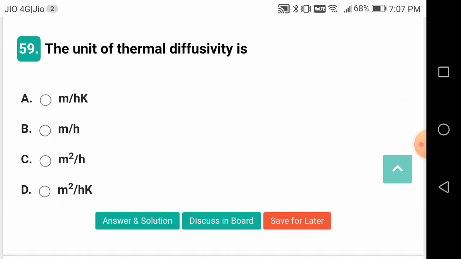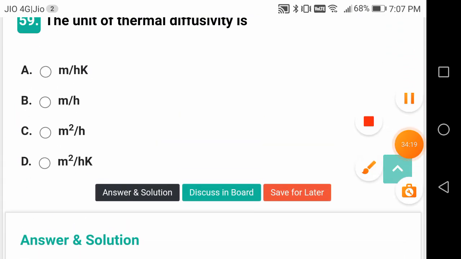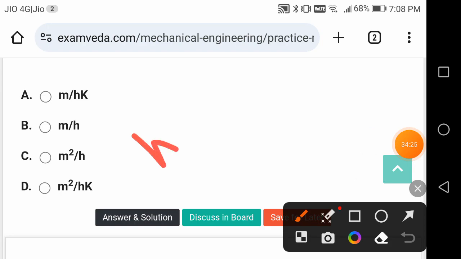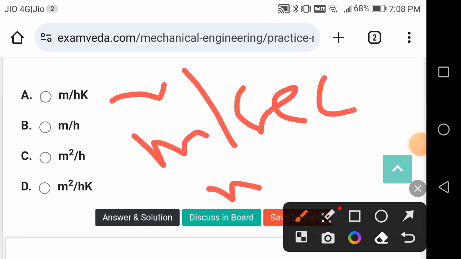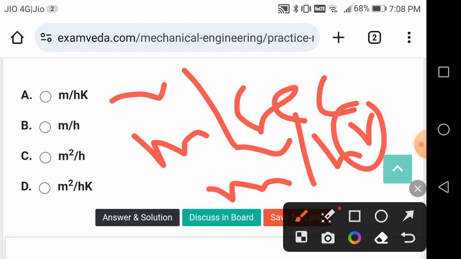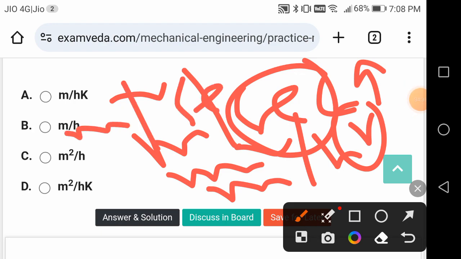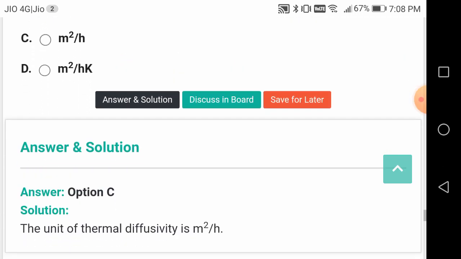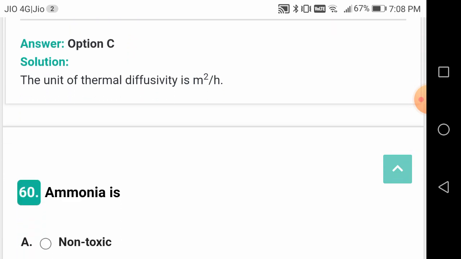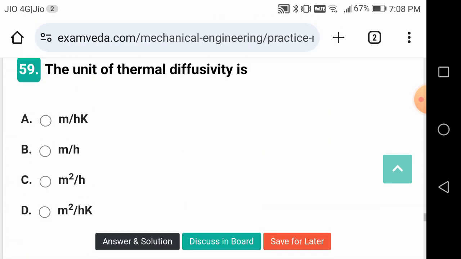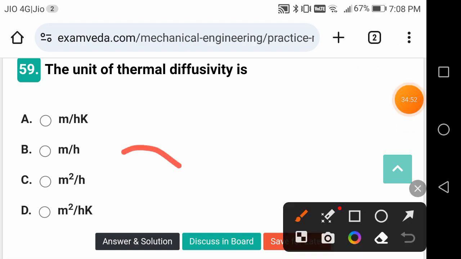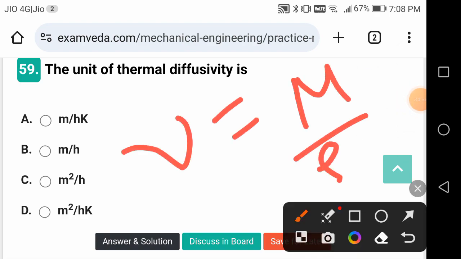The unit of thermal diffusivity is meter square per hour or meter square per second also. Time units can be seconds or hours or even minutes also. But meter per second square is your acceleration. So don't confuse between thermal diffusivity units and acceleration units. And also one more parameter has the same units. What is that? Kinematic viscosity. Kinematic viscosity is dynamic viscosity by density. So it will also have similar units, meter square per second or hour or minute.